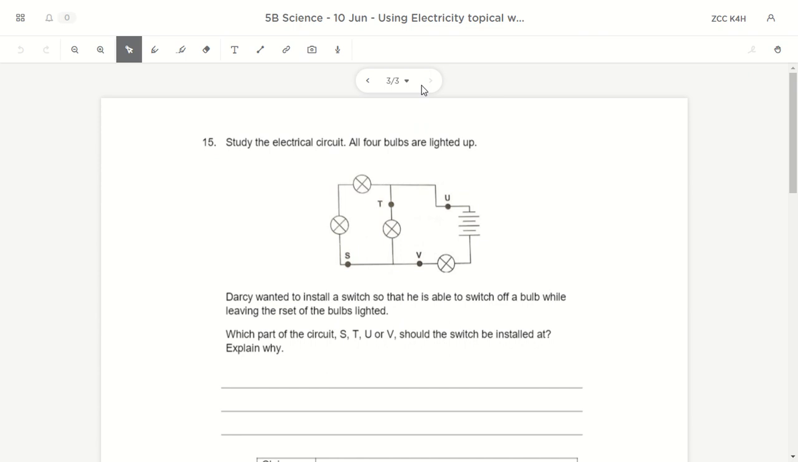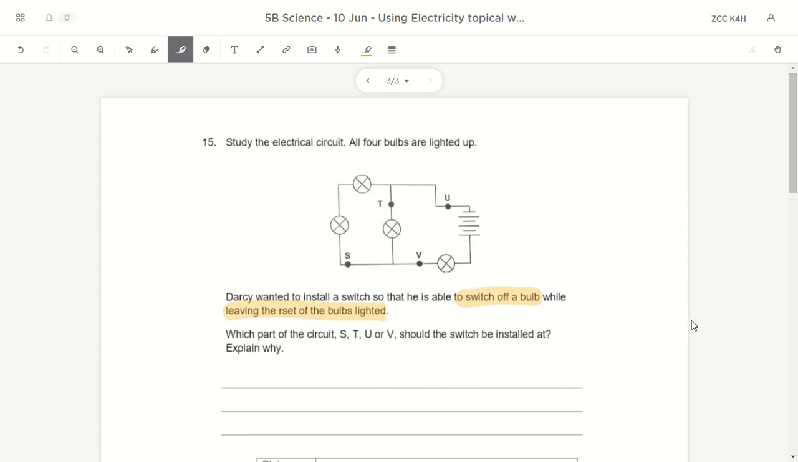Alright, so I have 4 bulbs over here, and I have 4 bulbs over here. They are all working fine, and I have 4 different positions S, T, U, V where I can put a switch. I can put a switch here, here, here, or here, but I just want to put one switch. However, there's a condition: I want a switch that is able to turn off just one bulb while the other is still lighted up. So the switch can only control one bulb, not all the bulbs, not 2 bulbs, not 3 bulbs, but only one bulb. Okay, so where should I put the switch?